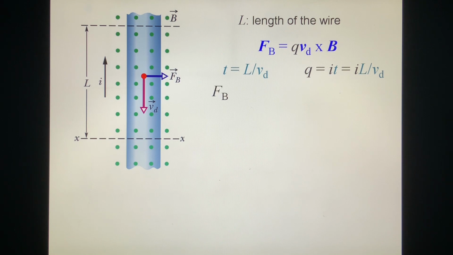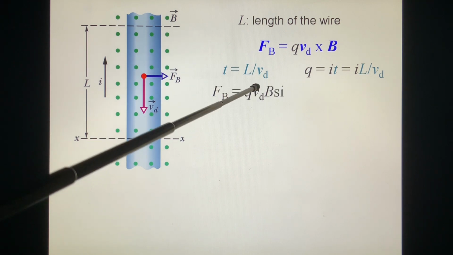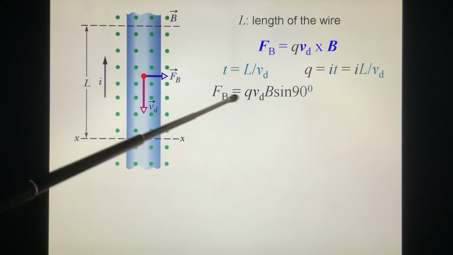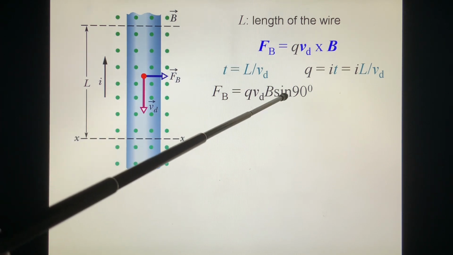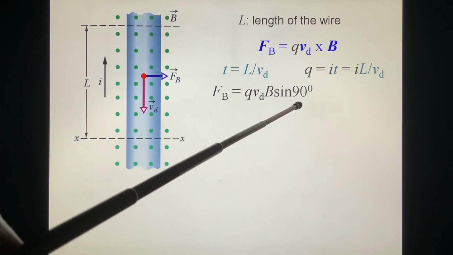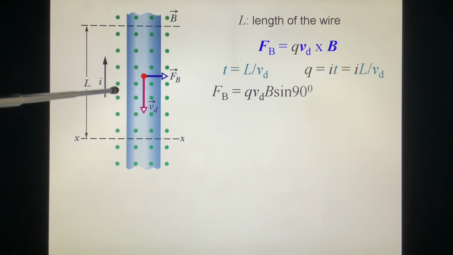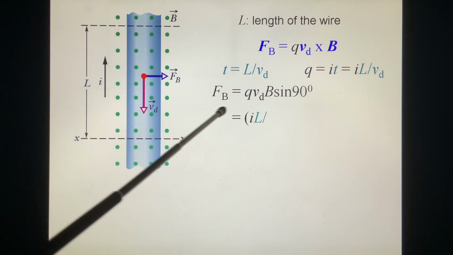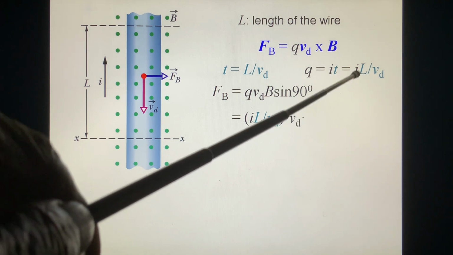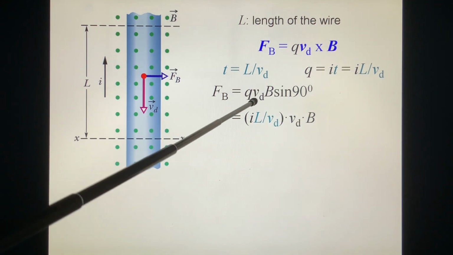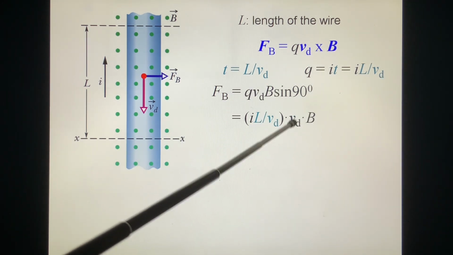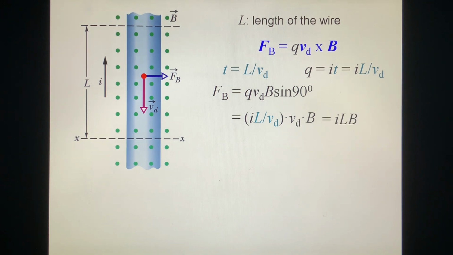So the F_B for each one is qvB. This is sine 90 in our case. The v is the direction, and the B is perpendicular to the page towards you. So F_B equals Q, where Q is I times L over v, times vB, and v cancels out, equal to ILB.